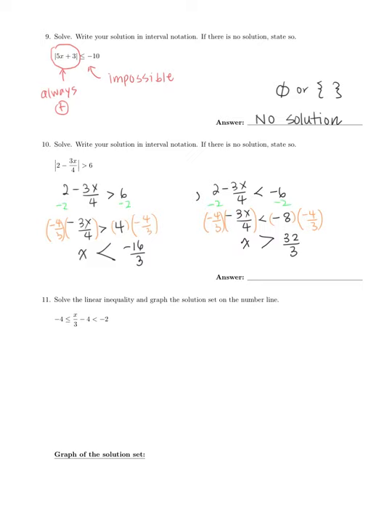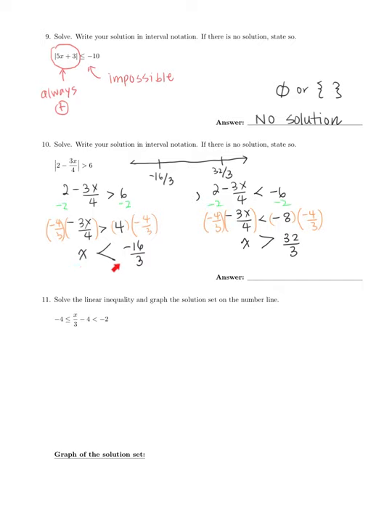Looking good, but look at the instruction. It says write your solution in interval notation. So now let's translate this into interval notation. Again, I'm a very visual person, so I usually like to draw myself a number line when I have to do interval notation. Let me jot down the key points: negative 16 over 3, and then positive 32 over 3.